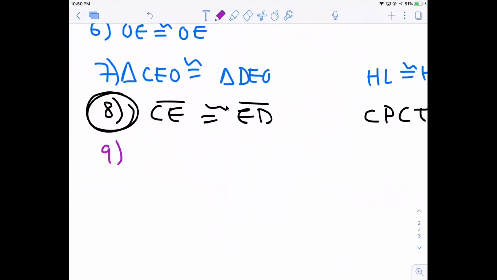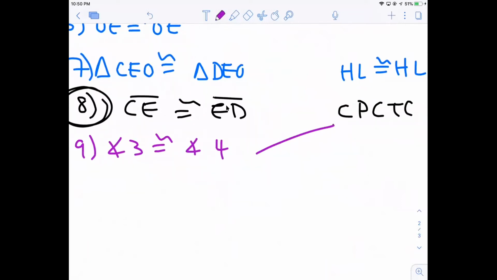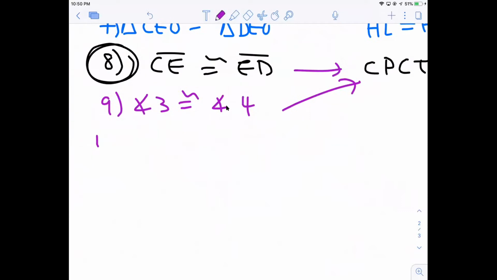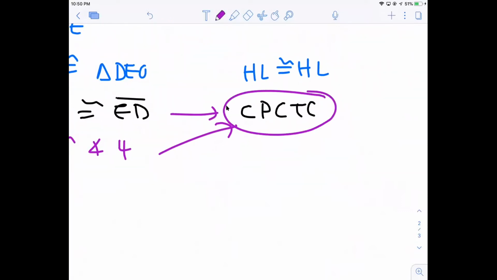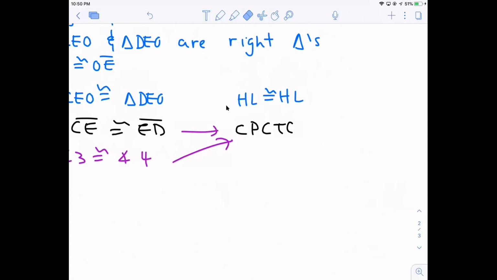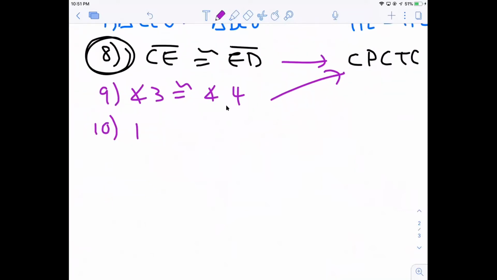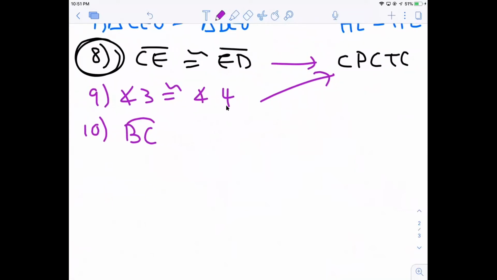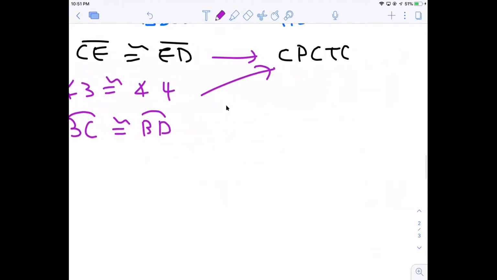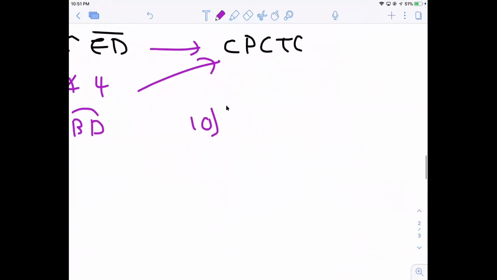So step 9, angle 3 is congruent to angle 4. Same reason, CPCTC. All right, aren't you guys happy? You don't have a Regents at the end of the year, so you can write this for the rest of the year. Don't have to worry about writing corresponding parts of congruent triangles are congruent. Lucky you guys, lucky you. All right, so those angles are congruent. So now the arcs are also congruent. This statement I will write out because it's a new one.